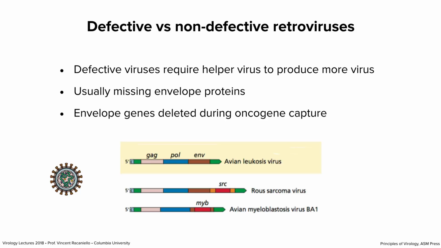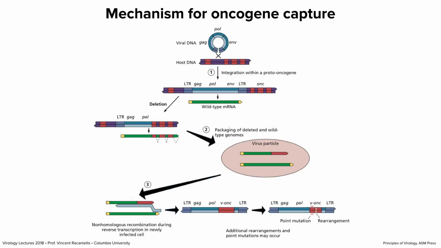But here we have the avian leukosis virus genome, again gag, pol, envelope. Rous sarcoma virus simply added SARC to the genome. It didn't delete anything, so that's non-defective. Whereas avian myeloblastosis virus, the MYB oncogene has inserted into envelope. Now envelope is gone. This virus cannot make particles. And so it needs a helper virus present in the same cell to provide the envelope in order for it to be packaged into a virus that could infect the new cell. That's what I mean by defective. It's missing a gene as a consequence of the insertion of the oncogene.